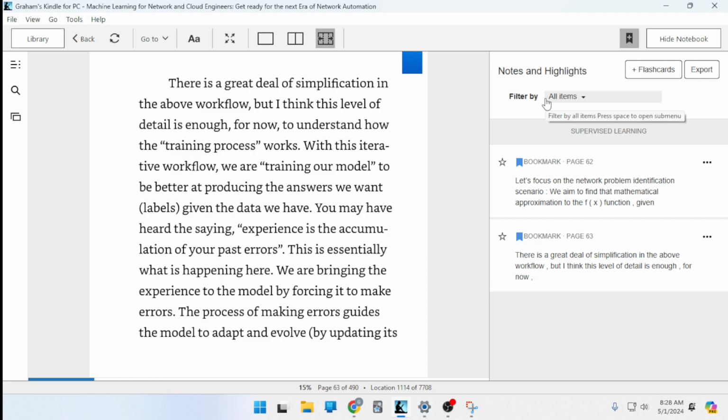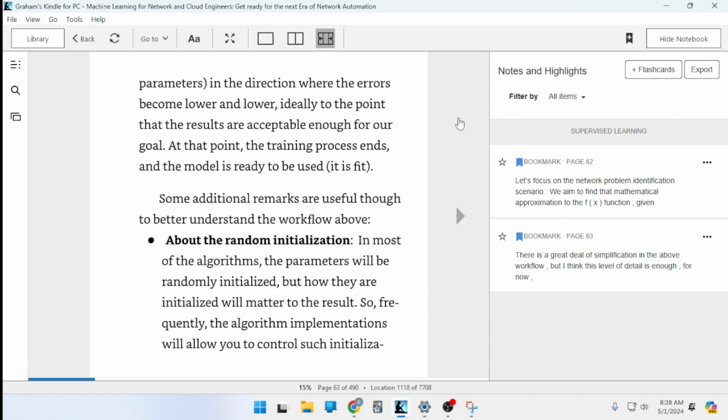The process of making errors guides the model to adapt and evolve, by updating its parameters in the direction where the errors become lower and lower, ideally to the point that the results are acceptable enough for our goal. At that point, the training process ends and the model is ready to be used. It is fit.